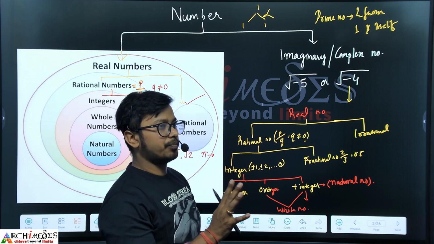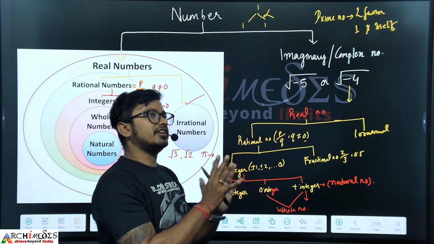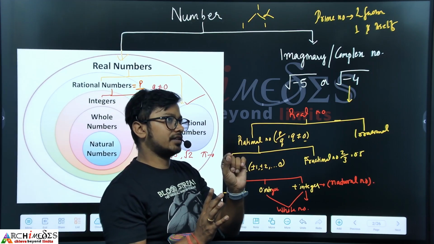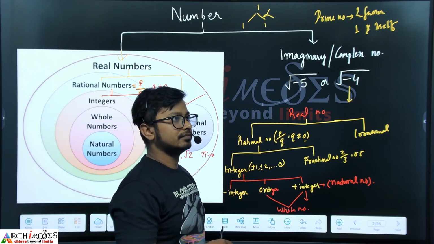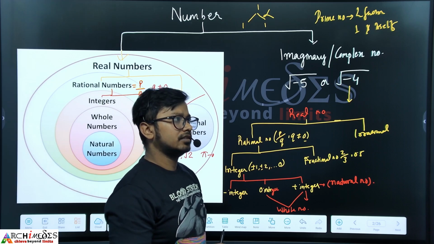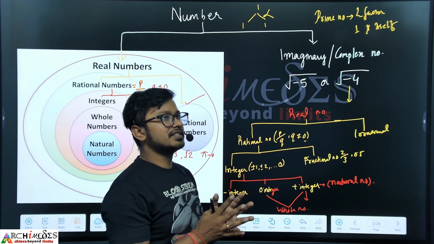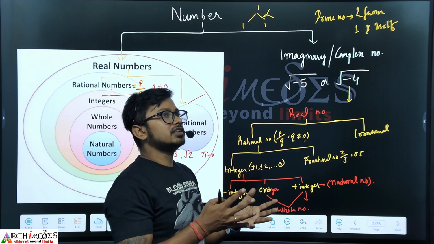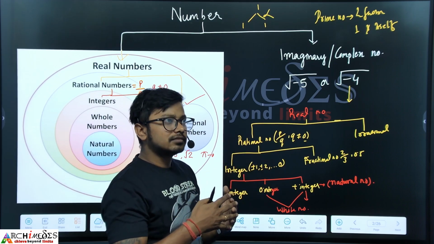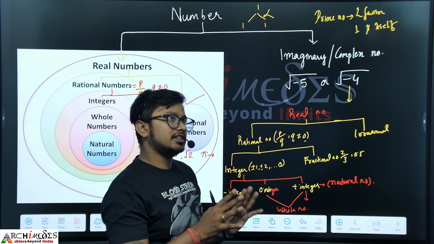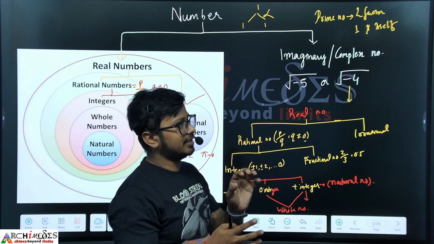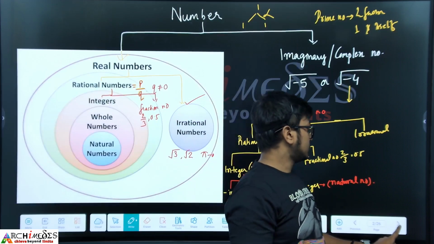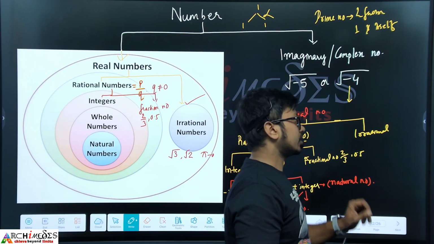If they say the smallest even positive integer, then definitely it is 2. They will definitely mention positive, or they will mention the smallest even natural number. Either natural number or positive, even natural number. Clear? Any doubt? Okay, now the next part.